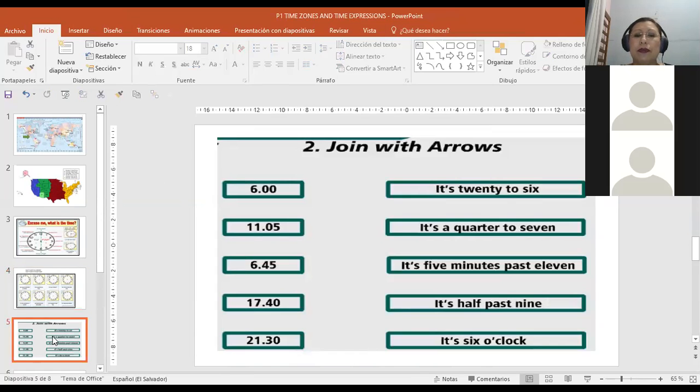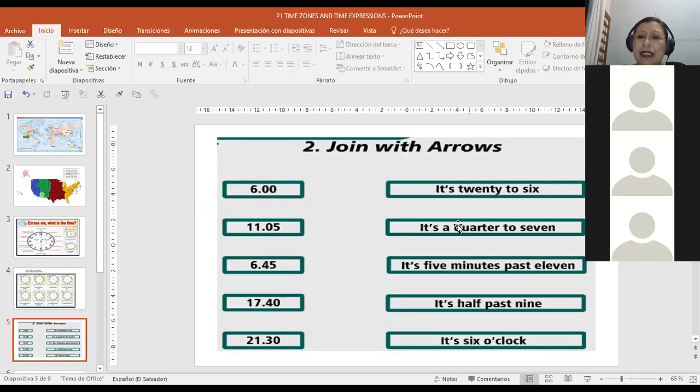So here, I would like to ask, it says joined with arrows. Okay, joined with arrows. But I will ask you. Le voy a preguntar. Necesito aquí 1, 2, 3, 4, 5 volunteers. Okay, vamos a preguntarle a Tati. Tati, what time is it here? The first one.